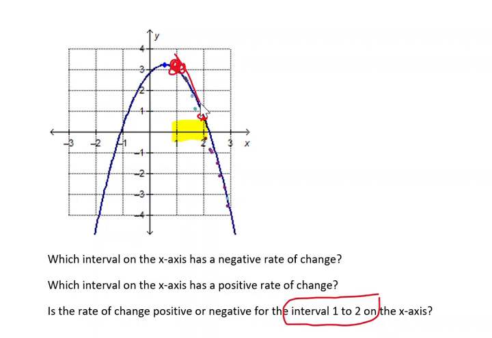From 1 to 2, are we increasing or decreasing? We're going down because our y value at 1 starts up here close to 3, and then it decreases as we go towards 2. So this would be a negative rate of change for that interval.